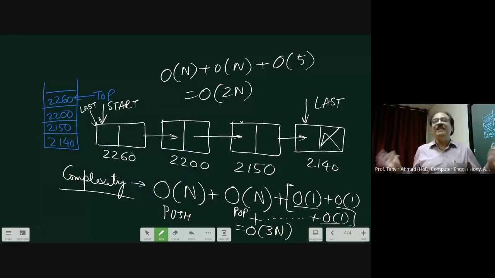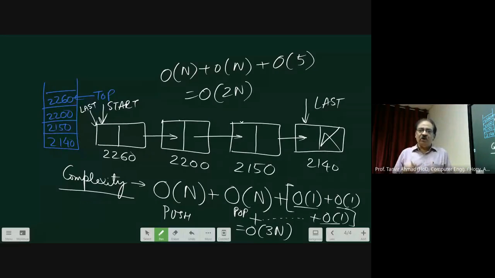अगर मान लो n is 1 million, तो क्या हो जाएगा? Order of 1 million plus order of 1 million plus order of 1 plus 1 plus 1 plus 1, 1 million times, which is equal to order of n only. Therefore, it is approximately order of 3n, which can be done. Now, these are the variations.